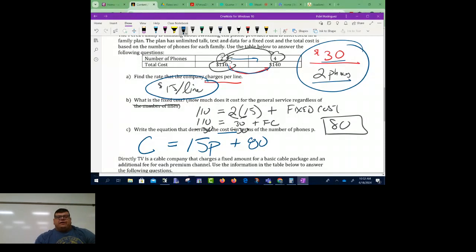We divided it out. And then we said, look, if I'm paying $110 for 2 phones and each phone costs me $15, I'm going to take 110, I'm going to subtract my 30, I ended up with $80. That's what my fixed cost is. Okay. Y'all, just as a heads up, we could have used this part right here. We could have said, look, I have $140 for 4 phones, and it's 4 times 15, 60, subtract it off. I still would get 80.